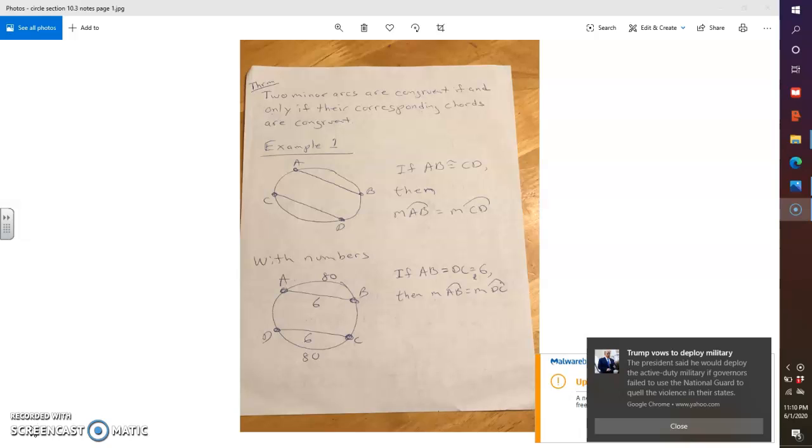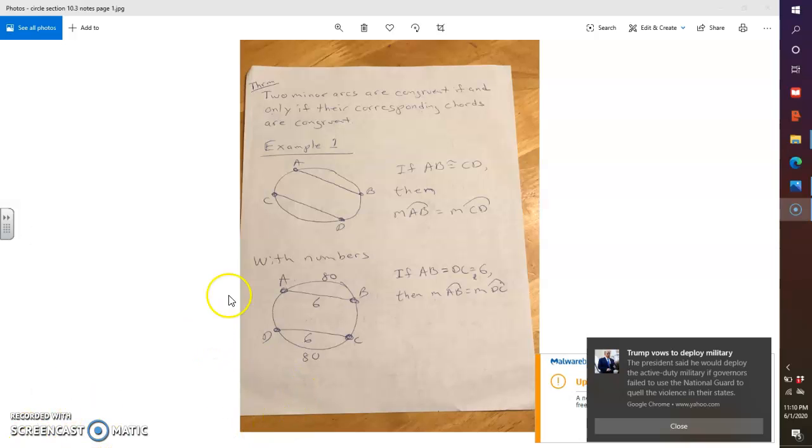So this involves section 10.3 where we're going to have four theorems, but the middle two are very related, so we can kind of combine those. The first one is the most common one, and that is two minor arcs are congruent if and only if their corresponding chords are congruent. And the "if and only if" means it can go either way. So if corresponding chords are congruent, then the arcs they create are also congruent. You can go either way in that sense.